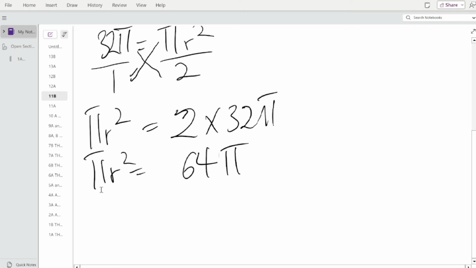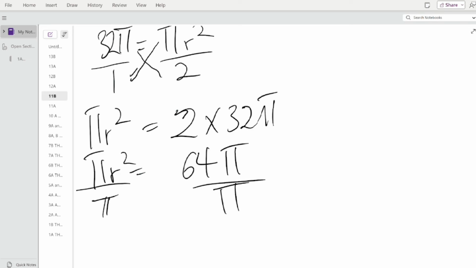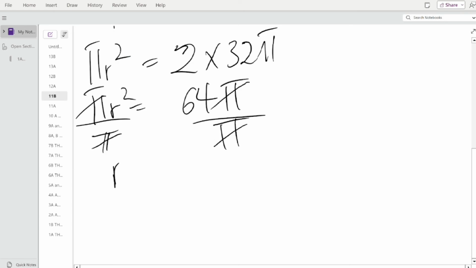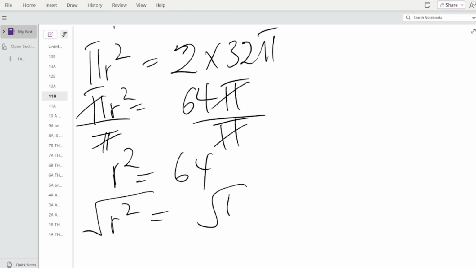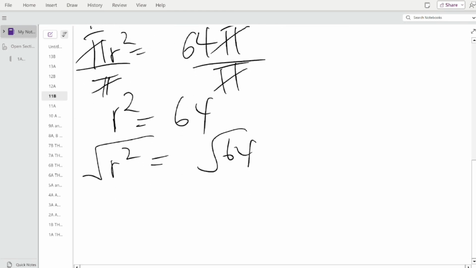So we'll divide, since we're looking for r, we'll divide both sides by pi to get rid of the pi on the r side. This pi cancels this pi, and this pi cancels this pi. So we have our r squared to be 64. And r squared, you're looking for r, so you find the square root of both sides. The square root cancels the square. r is equal to the square root of 64, which is 8.